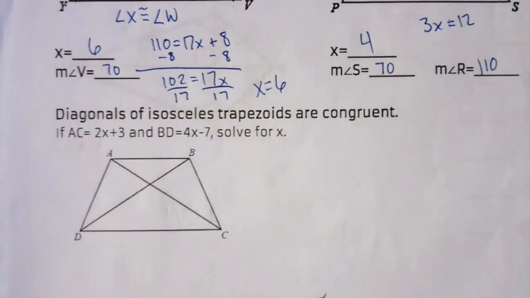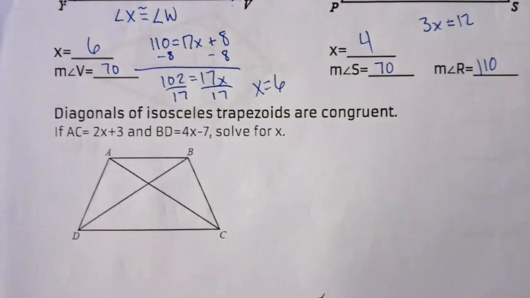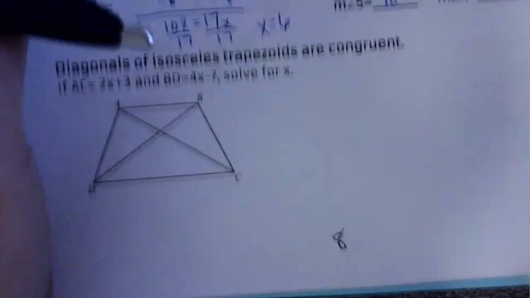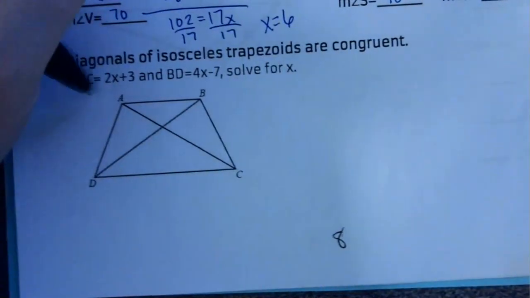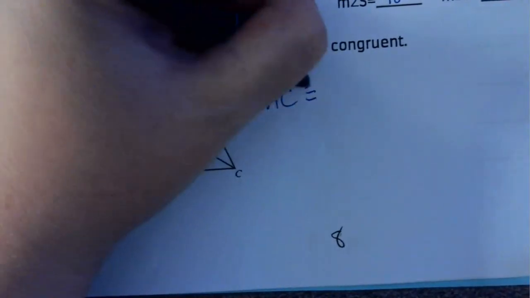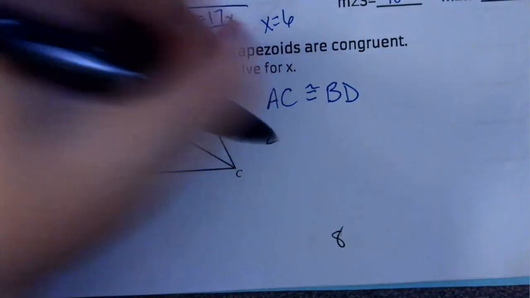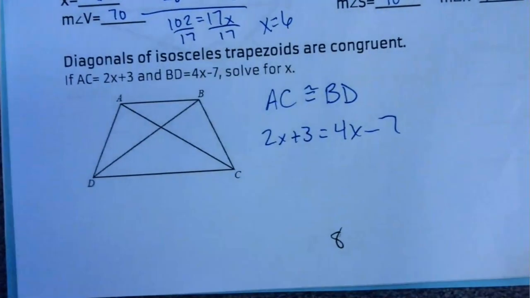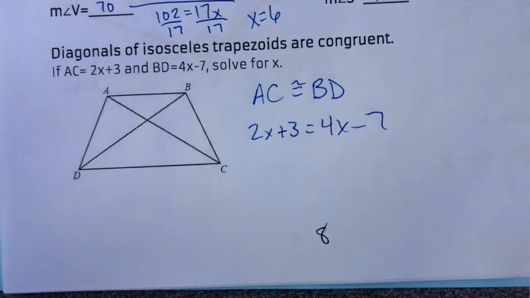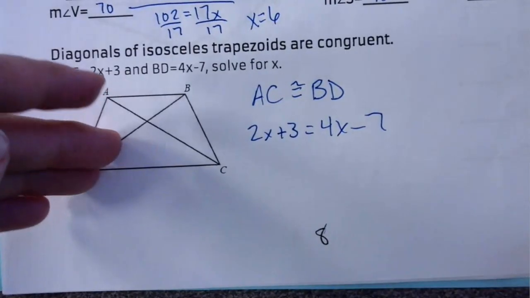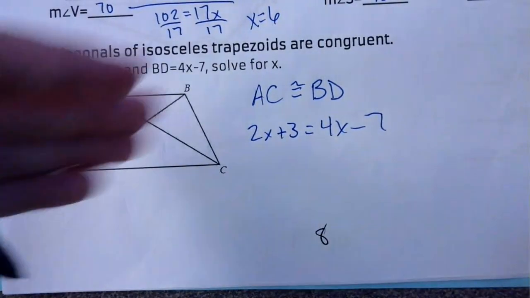All right, last thing. Talking about the diagonals. Diagonals of an isosceles trapezoid are congruent. So that would mean AC is congruent to BD. So we can just set them equal to solve. 2x plus 3 equals 4x minus 7, and we can solve. So anytime it gives you that whole diagonal, set it equal to the other diagonal, and then you're done.